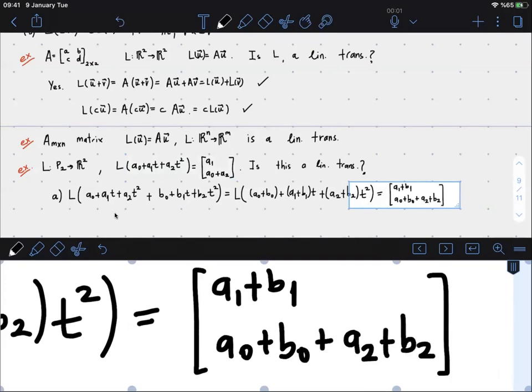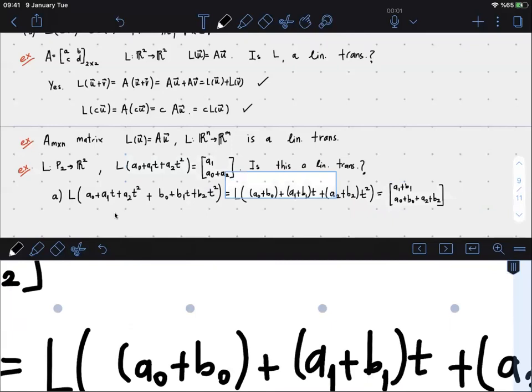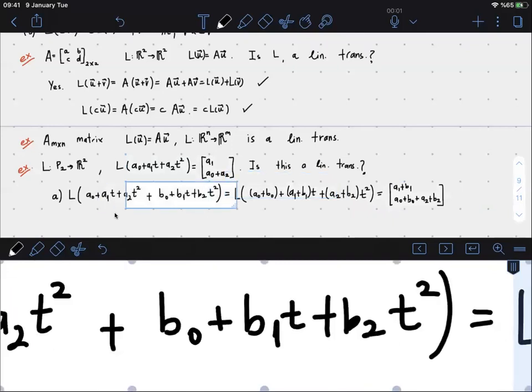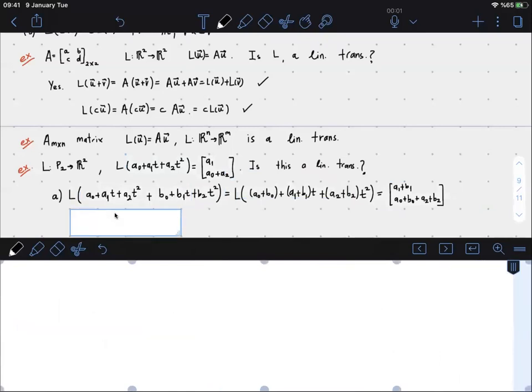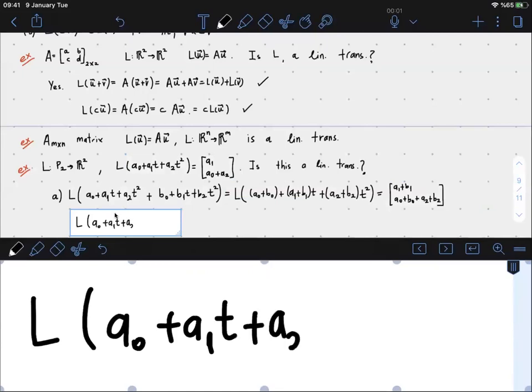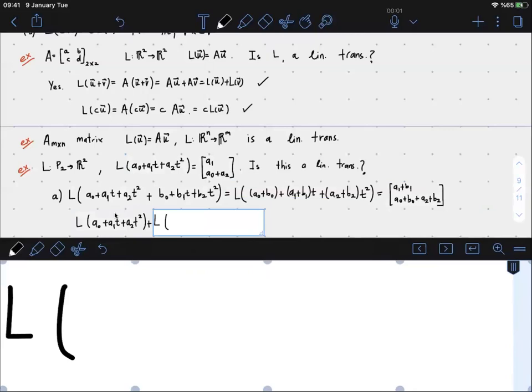Okay, so this is L of the sum of two polynomials. Now let's check the other way. So what happens to this guy? Well, let's see if they are equal or not.